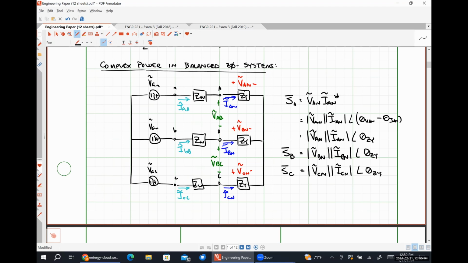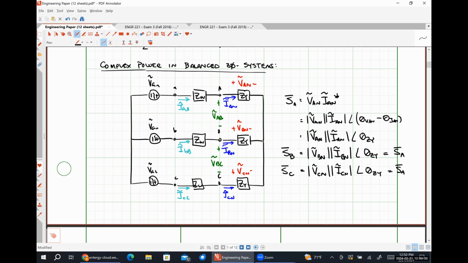Now, what do we know about the magnitude of the B phase voltage, how it compares to the A phase voltage? The same thing. And the C phase voltage is the same as the B phase voltage, which is the same as the A phase voltage. What about the magnitude of those currents? They're also all the same, which means the complex power absorbed in the B phase of the load is literally identical to the complex power absorbed in the A phase.